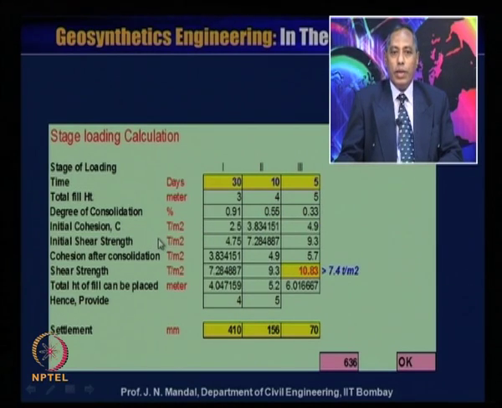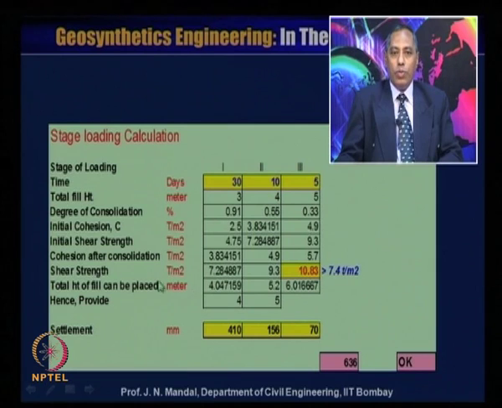Now, initial cohesion C in ton per meter square in the first stage is 2.5 ton per meter square, then increased to 3.83, then third stage is increased to 4.9 ton per meter square. Initial shear strength is 4.75 in the first stage, then increased to 7.28 in the second stage, and 9.3 ton per meter square in the third stage. Cohesion after consolidation is 3.83 in the first stage, 4.9 in the second stage, and 5.7 in the third stage.